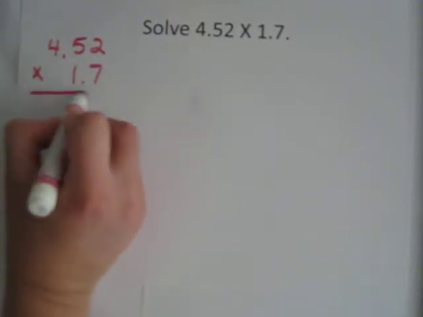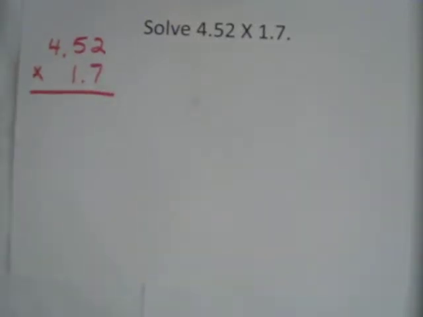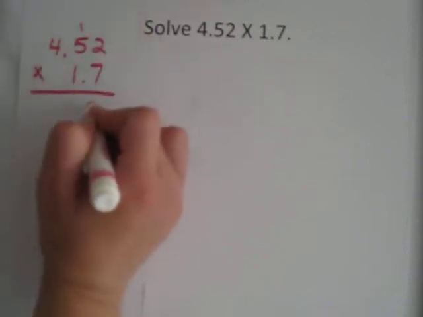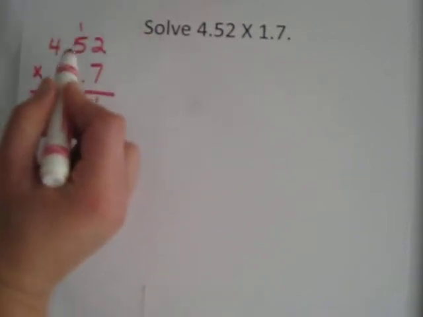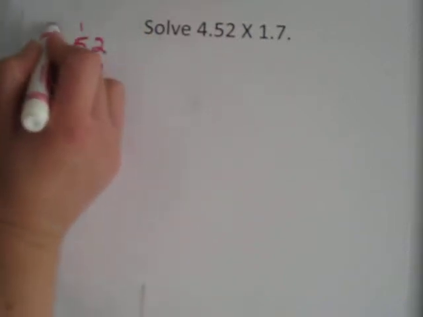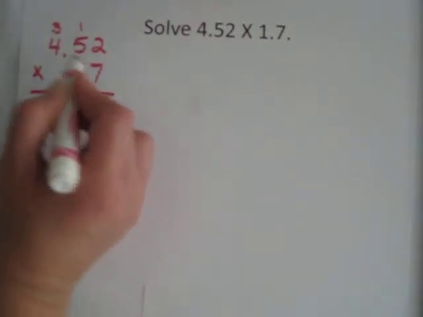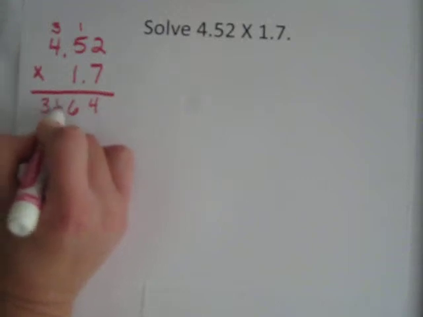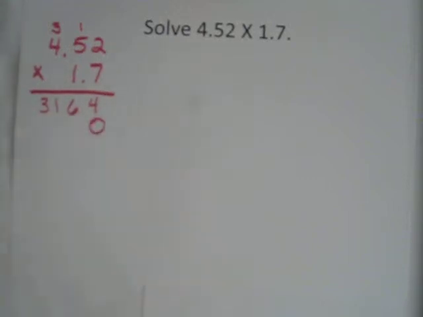We just write it out and multiply the traditional way, and we're almost going to ignore the decimals, pretend they're not there. So 7 times 2 is 14. 7 times 5 is 35, plus 1 is 36. 7 times 4 is 28, plus 3 is 31. Put in our most important step, our 0, our placeholder.